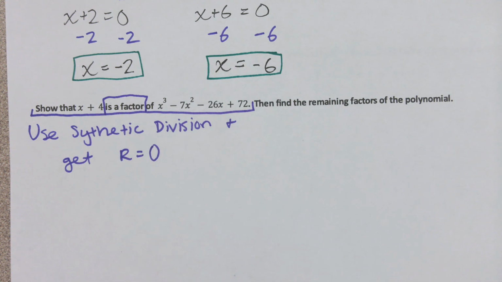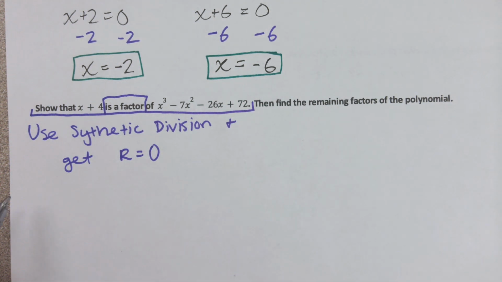If the remainder is not 0, it's not a factor. Now they're telling us that it is a factor because they're saying show that it is a factor. So you go into this knowing that that is true. So when you do these problems, you have to get remainder 0. If you don't get a remainder of 0, that's because a mistake has been made. Go back and look over your work.